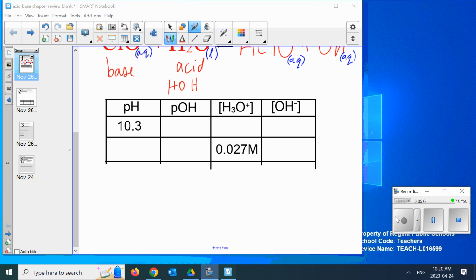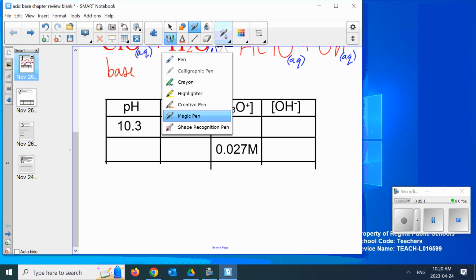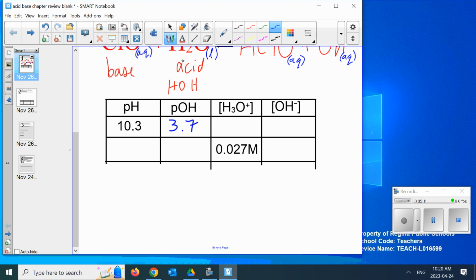So, pH and pOH, they have a difference of 14. So I think this pOH is 14 minus 10.3, I got 3.7. And it's disappearing ink, so I'm going to change it. Oh, let's go with green, something different.